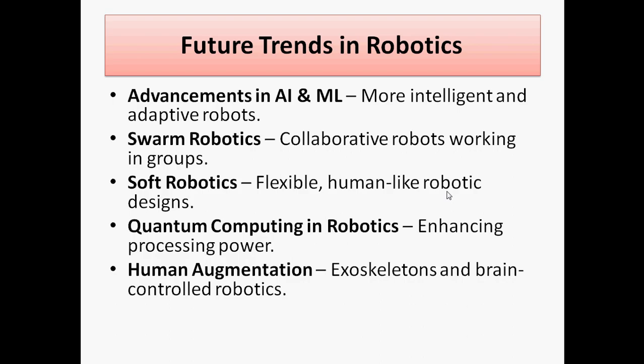And then quantum computing robotics is also required, because of the processing power needed for taking decisions and adapting working styles. That is why we require the highest quantum computing facility. This is also a future trend. Then human augmentation, exoskeletons and brain controlled robotics. This is also a new adventure for robotics. These are the contents we discussed in today's lecture. Thank you.